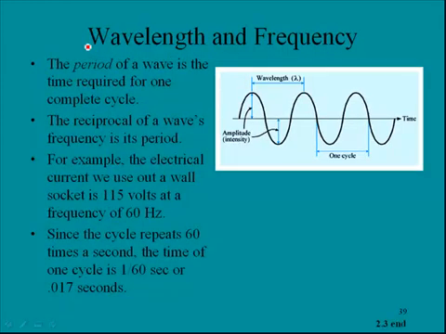Okay, the period of a wave is the time. Now notice when we looked at wavelength, we were talking about the length. Now we're talking about the time of a wave. The reciprocal of a wave's frequency is its period. For example, the electrical current we use out of the wall socket is 115 volts at a frequency of 60 hertz. Since the cycle repeats 60 times a second, the time of one cycle is 1/60th of a second.